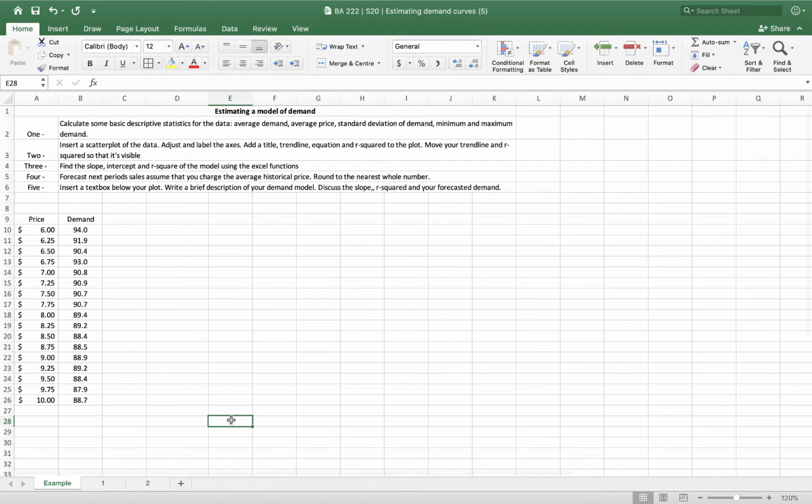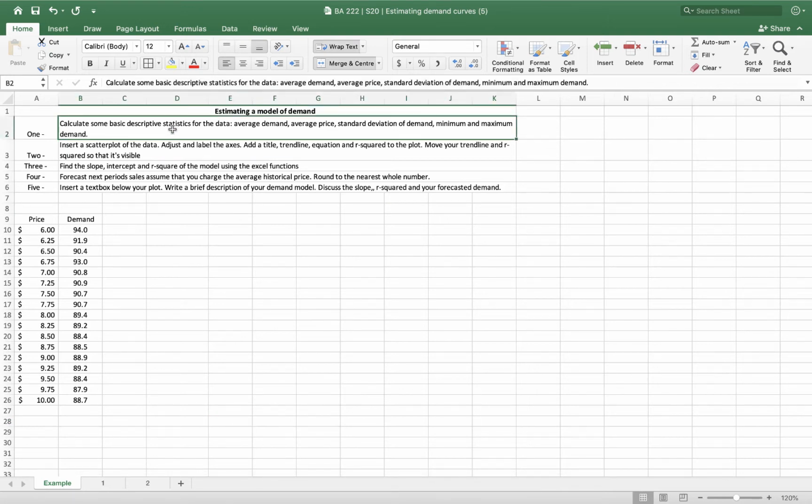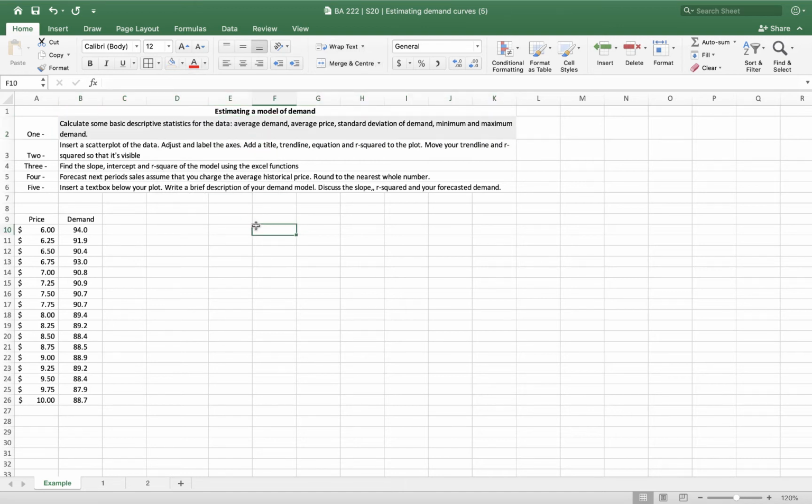Okay. So the first thing is calculate some basic descriptive statistics for the data. We want our average demand, our average price, we want our standard deviation of demand, and minimum and maximum levels of demand. So I'm going to come over here and merge these 2 cells and enter a label for what I'm doing. I'm going to call it descriptive statistics. And then I'm going to calculate the average demand, average price, the standard deviation of demand, and then minimum demand and maximum demand.